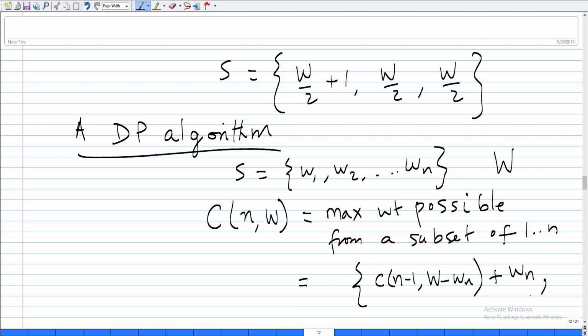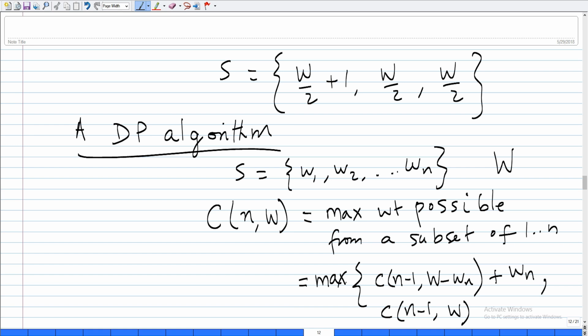And if I decide not to pick Wn, then it is C of n minus 1, W, and whatever the best I can get. This is it, right? The key thing is how do I write a recursive formulation? After that, it tells you what are the subproblems you need to compute, do it in a bottom up fashion and you will get the answer. And you have to prove that this equation is correct, and that's not very hard to show.